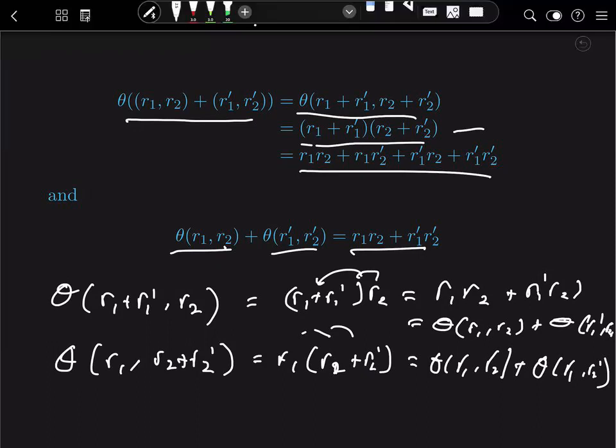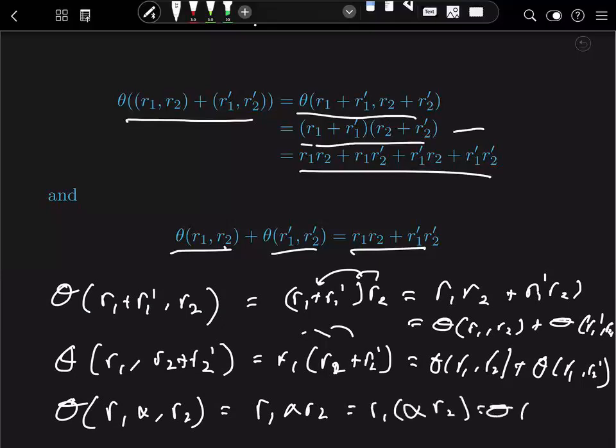We can notice that if we have a product, theta of (R1, alpha R2), that's going to be equal to R1 times alpha R2. And through associativity of multiplication, we can write this as R1 alpha times R2, which is theta of (R1 alpha, R2). So we see that we have these three conditions that theta satisfies.